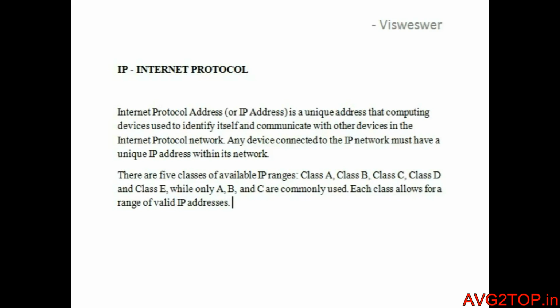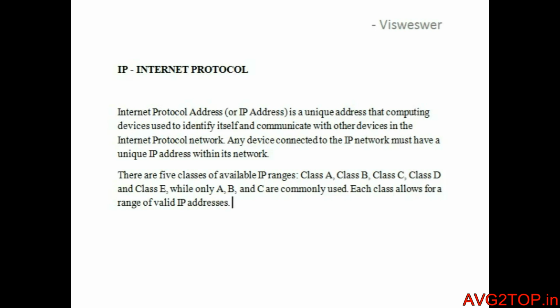IP, Internet Protocol. An Internet Protocol address, or IP address, is a unique address that a computer device uses to recognize itself and to communicate with other devices connected to the network. Devices connected in the IP network must have a unique IP address within its network.